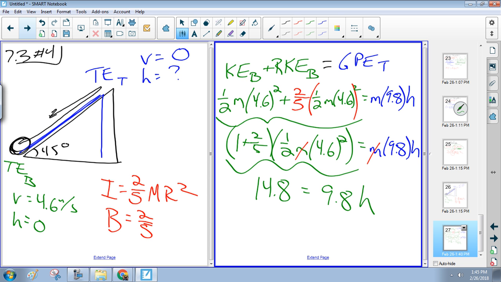Let me pause there for a minute. Did I lose anybody in any step of that? Everybody's good? Okay, so divide both sides by 9.8, and your h is going to turn out to be like 1.5 or something like that, 1.51 meters or something. And then you can do a little inverse trig to find your hypotenuse. Cool or no?